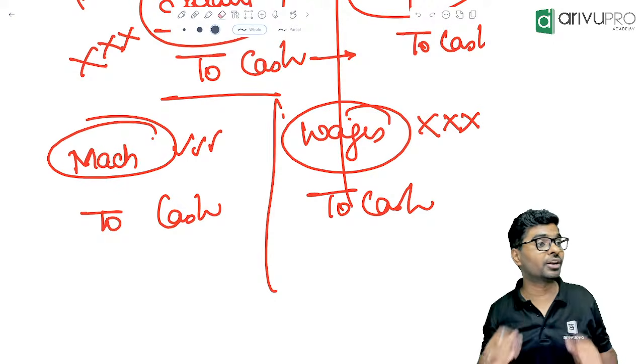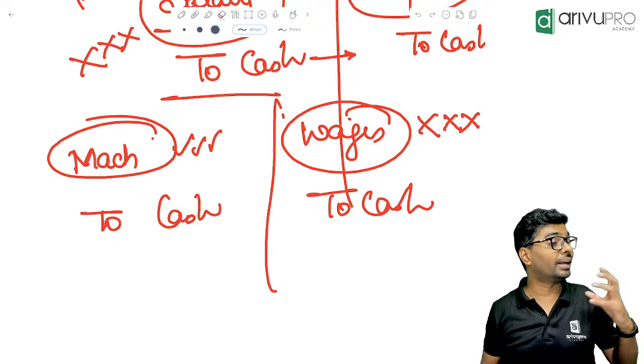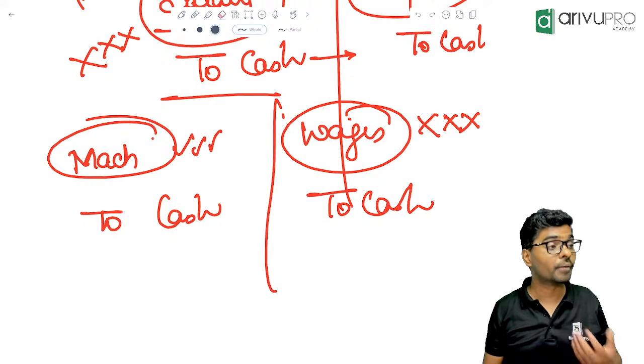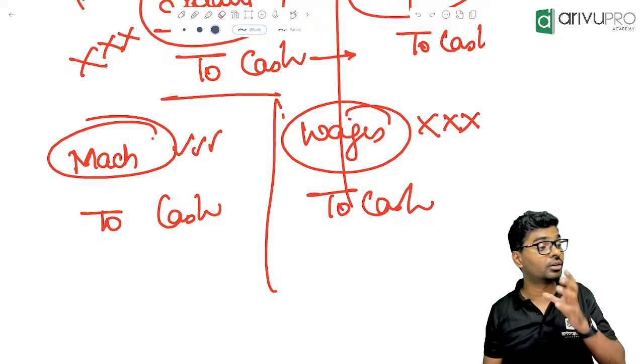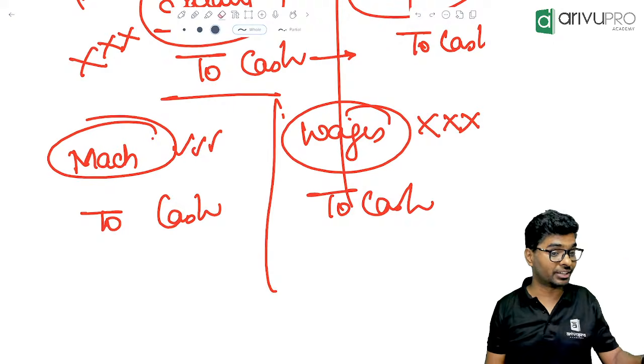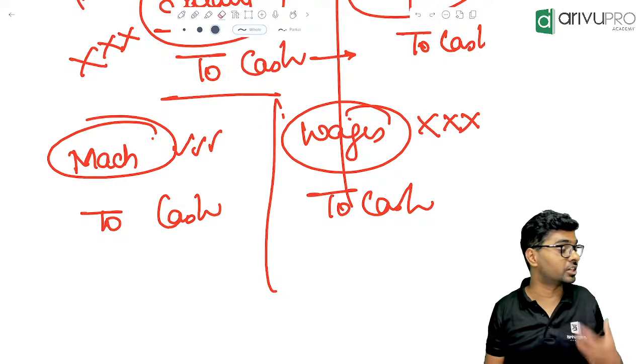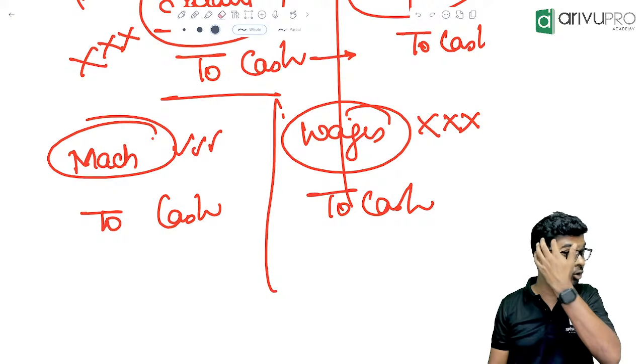So, this is my error of principle. When I do an error of principle, my profit will tend to change. Because I am taking what? A capital item as revenue or a revenue item as capital, my profits will tend to change. Did you understand this? One more example.